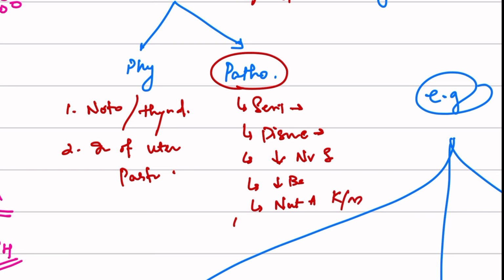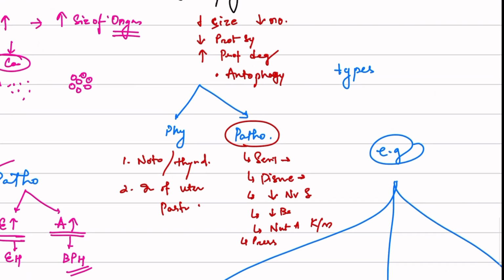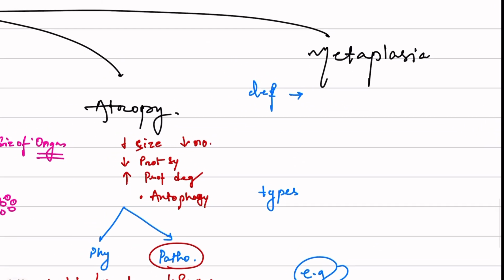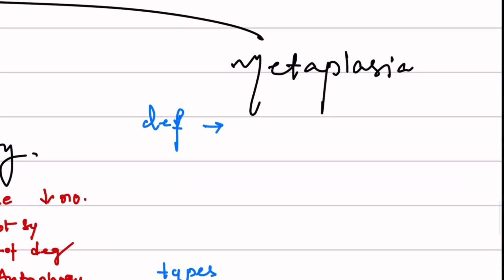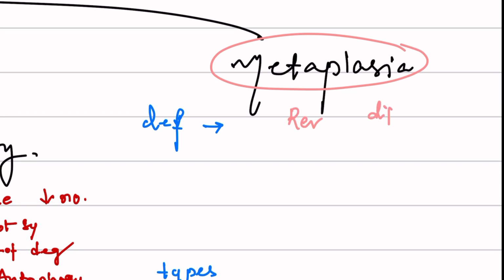Okay, or it can be pressure atrophy. What is pressure atrophy? It means the area surrounded by tumors gets pressure, so pressure atrophy can also occur. Then next is metaplasia. What do you mean by metaplasia? Metaplasia is a reversible process in which one differentiated mature cell type is converted into another.